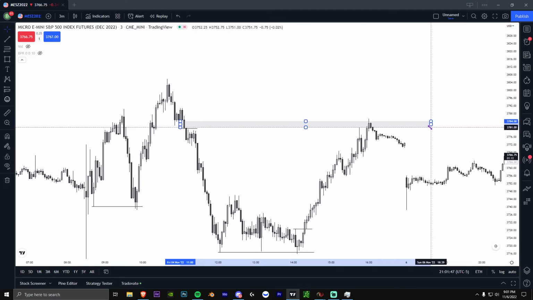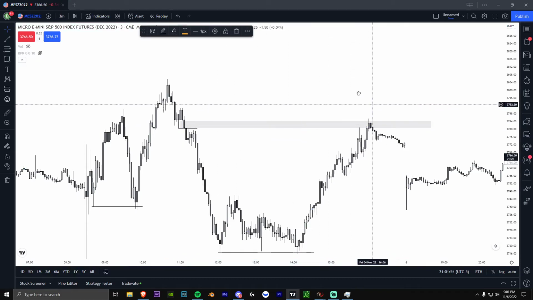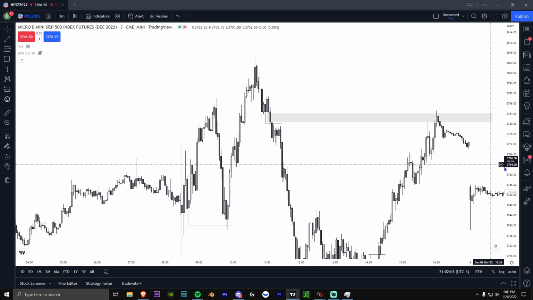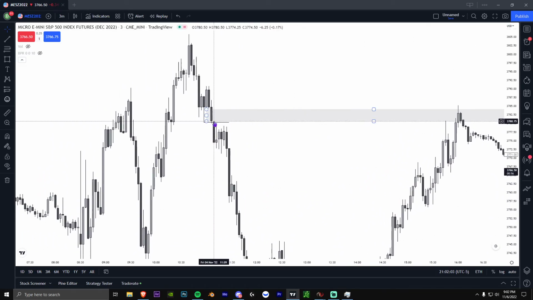And you can see, boom, as soon as you hit this fair value gap up here, huge rejection. And if you shorted here, 3783, it's like a 50-point move down if you sold it open today. So that's something I look for.